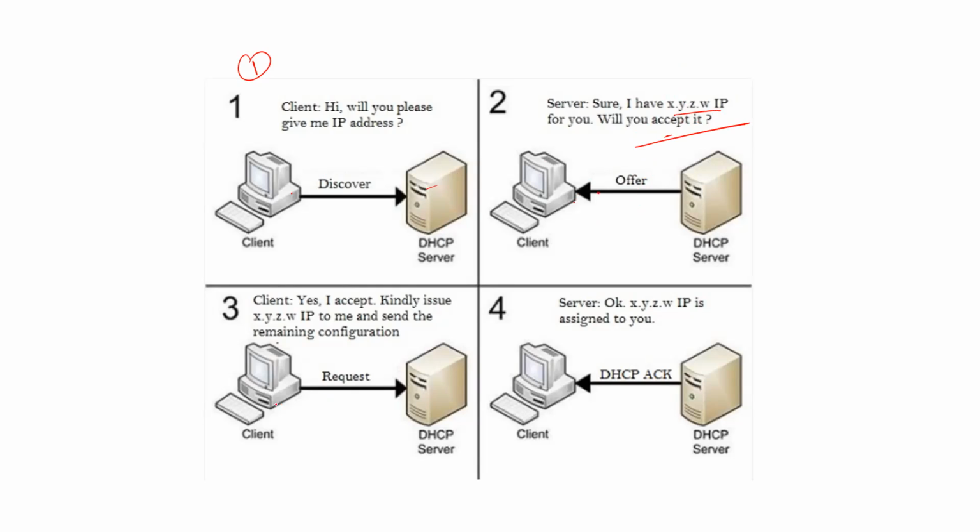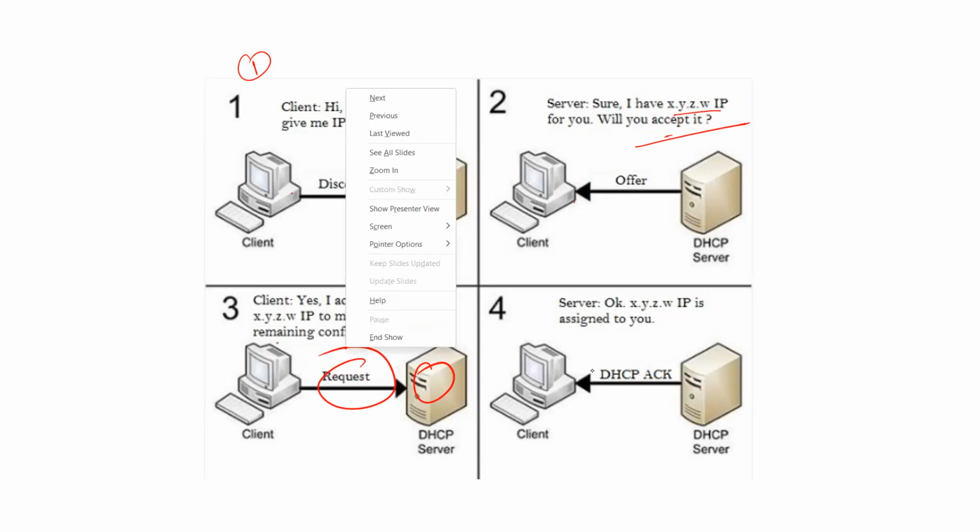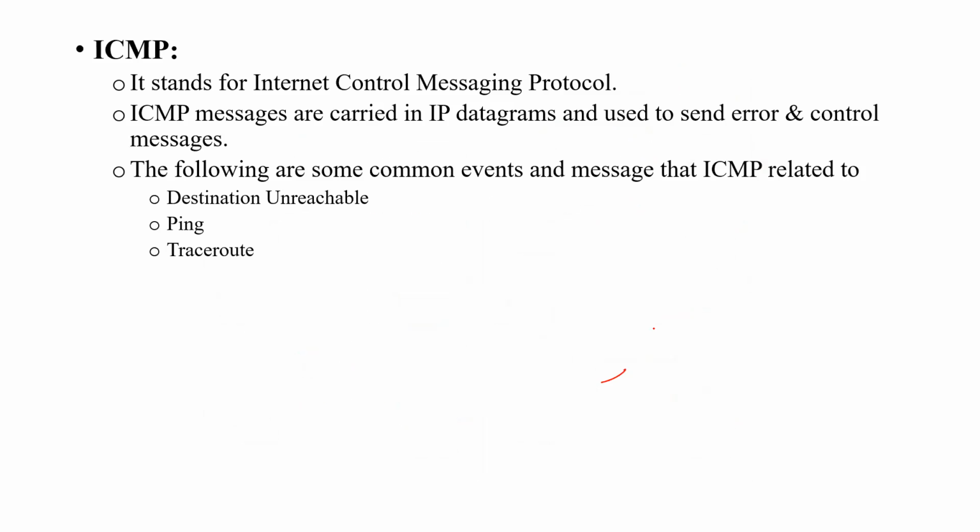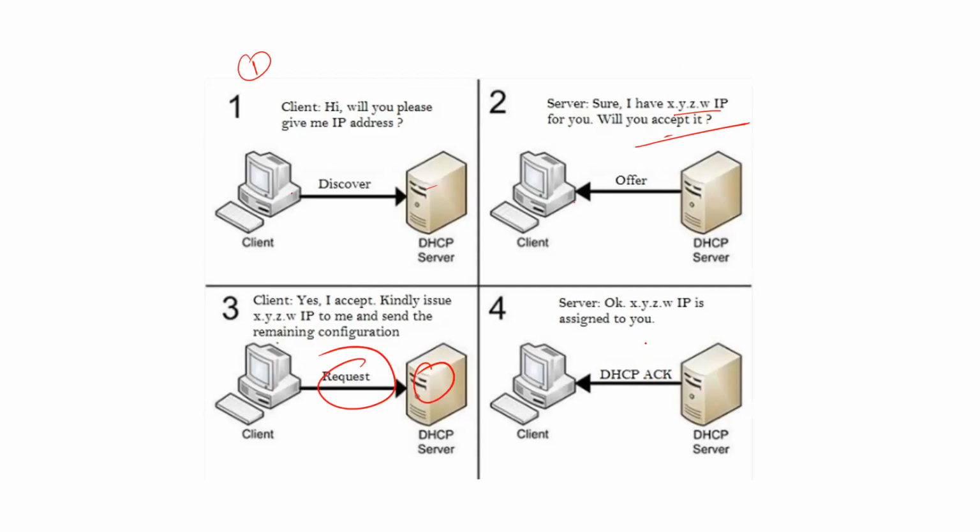Then the client will send a request to the DHCP server saying, yeah, I'm okay to accept this IP address. Then the DHCP server says, I'm acknowledging, I'm assigning this IP address to you. So these are the 4 steps. The first message is the discover message. The second is the DHCP server offering some IP address. Third, the client is requesting, accepting this IP address. And fourth, the DHCP server sends the confirmation.